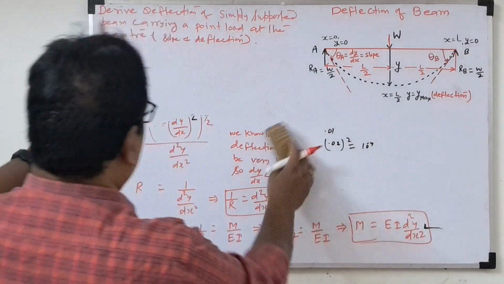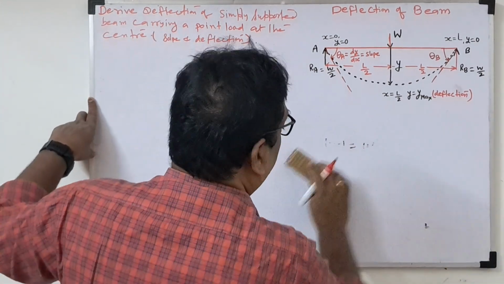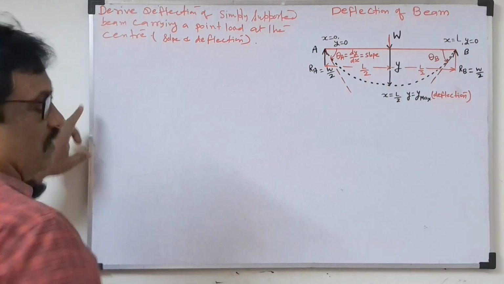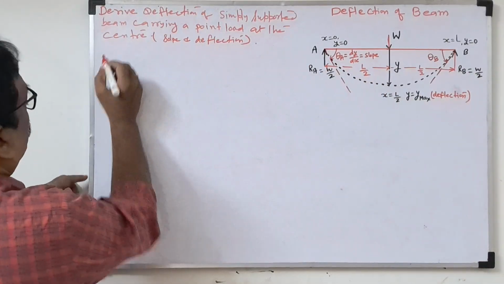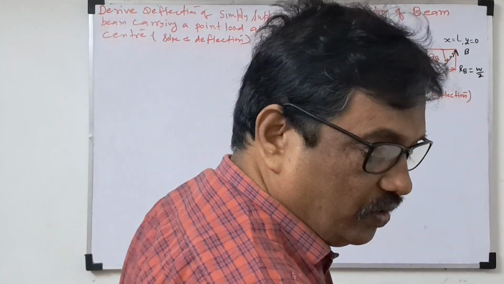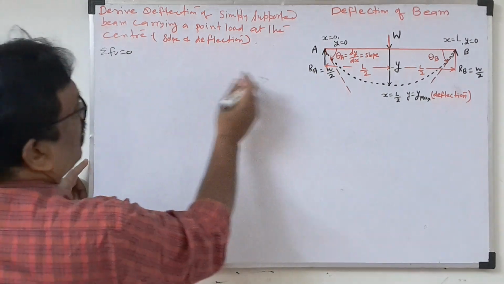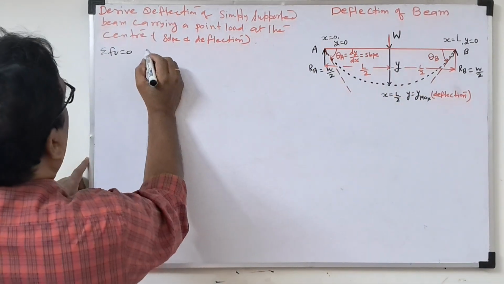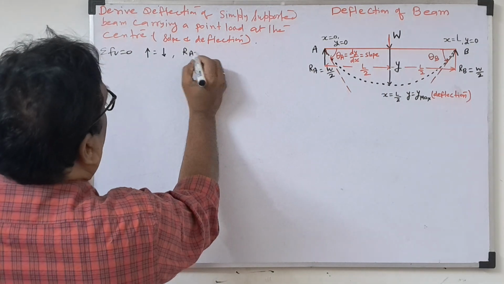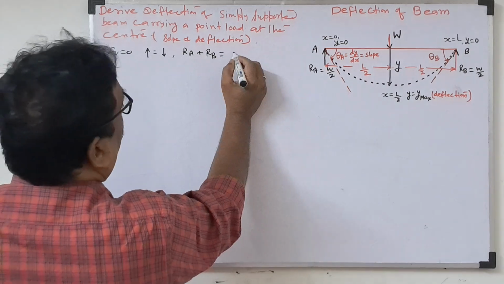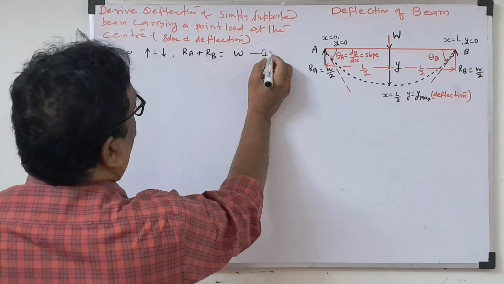We will use this bending moment equation when it is needed. So now see the derivation here. First we will find the support reactions at A and B. How to calculate the support reactions? You already know we use the equilibrium equations. Summation of FY equal to 0, that means total upward force equals total downward force. So RA plus RB is equal to W, as only one load W is acting. Call this equation number 1.